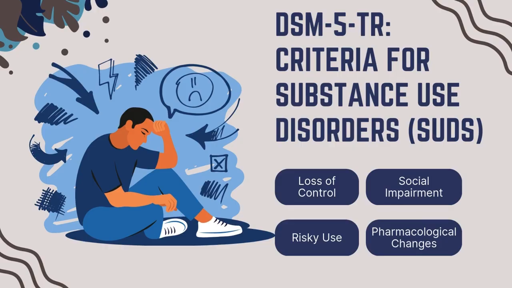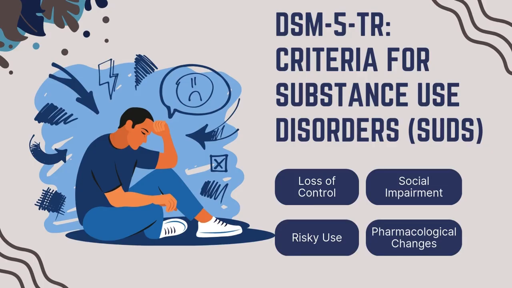So the four categories are loss of control. That would be using more than intended, unable to cut down despite wanting to, and spending a lot of time obtaining, using, or recovering from use. The second one is social impairment: failing to meet responsibilities at work, school, or in family relationships, giving up important activities like hobbies, or continued use despite relationship problems.